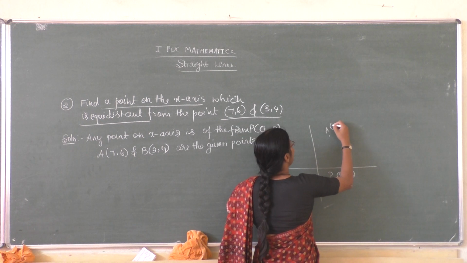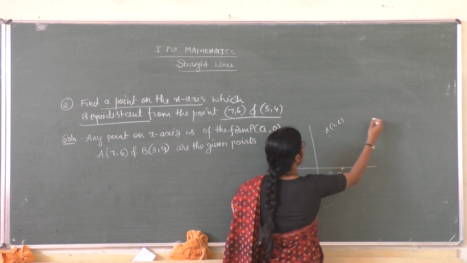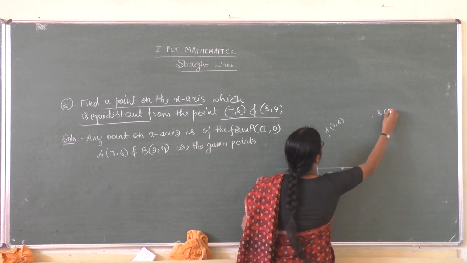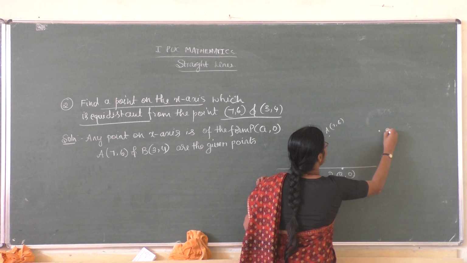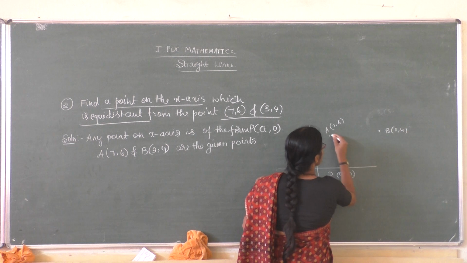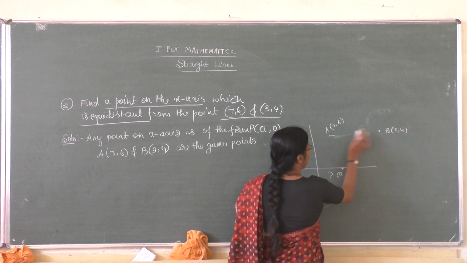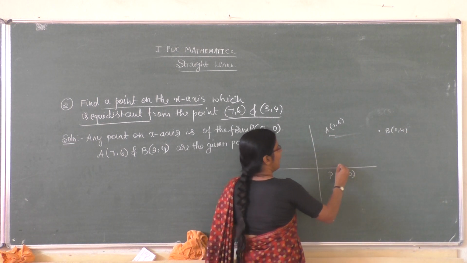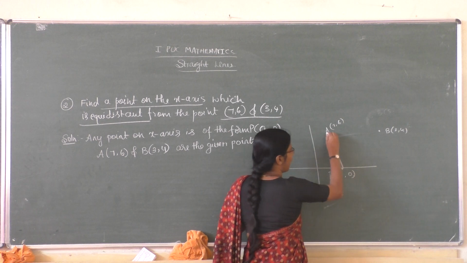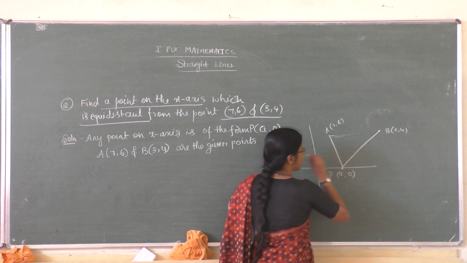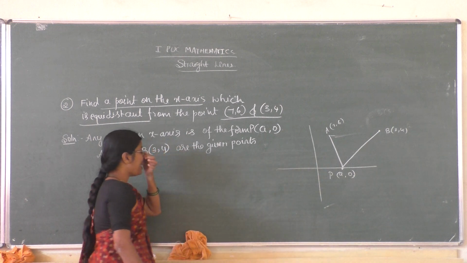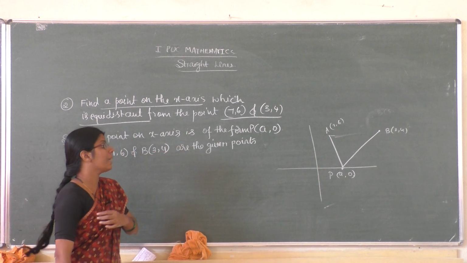Point A is (7,6), B is (3,4). So this is the point P, and these two are the given points. What is given? Distance AP is the same as distance BP. Okay, so P is equidistant from A and B.